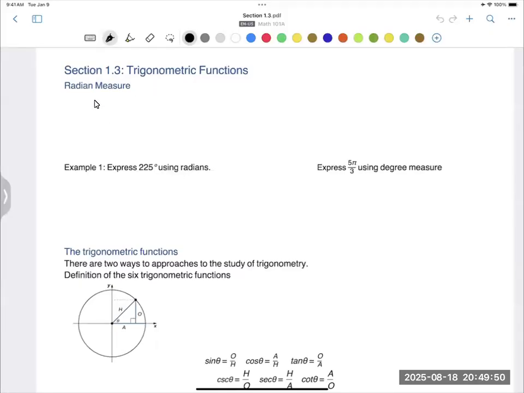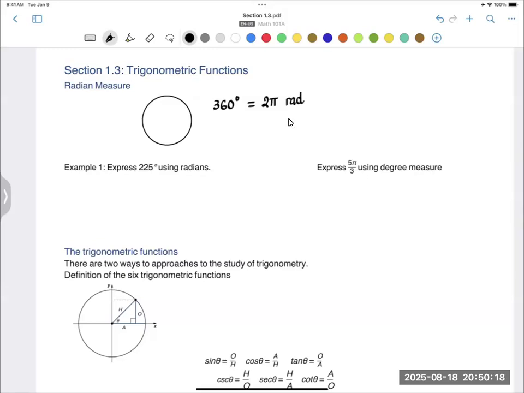In this video, we will talk about section 1.3, which is trigonometry functions. We will now review how we convert between degree and radian, and radian to degree. For the degree measure, we know that the whole entire circle is 360 degrees, and 360 degrees is actually equal to 2 pi radian.